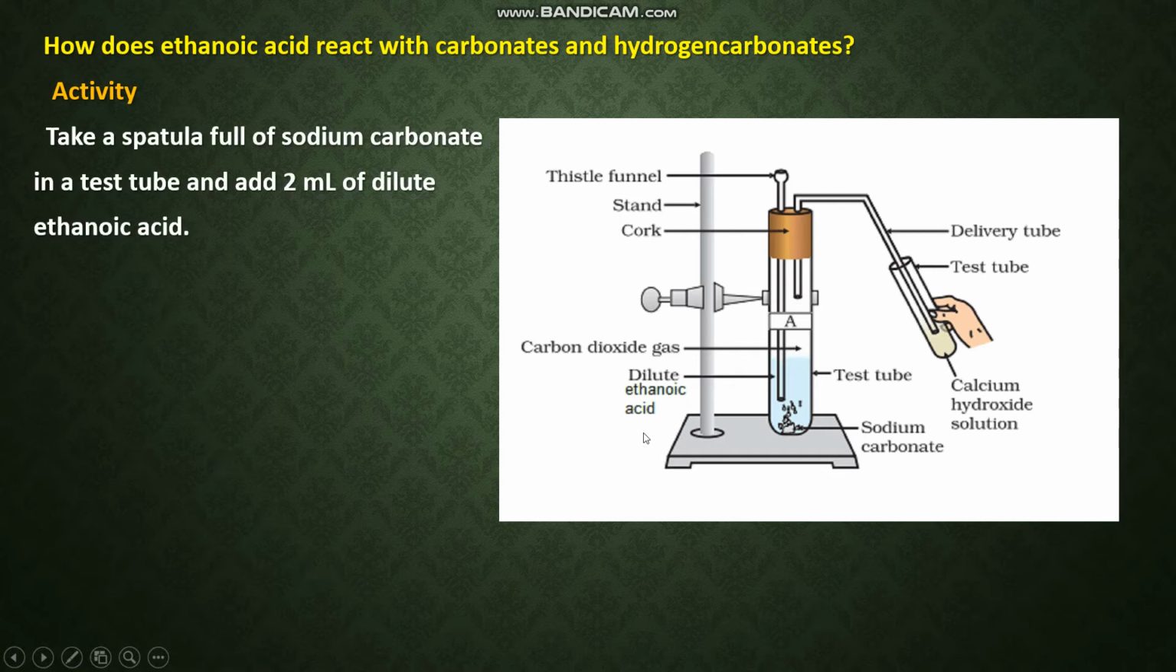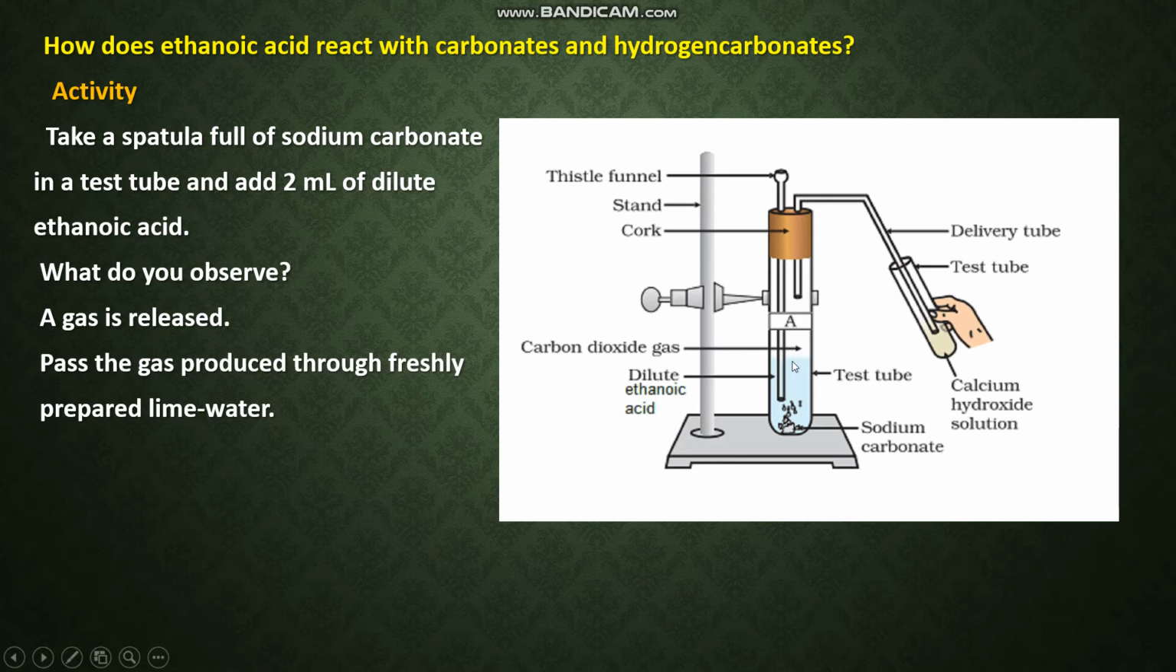Let us see. Take a spatula full of sodium carbonate in a test tube and add 2 ml of dilute ethanoic acid. So in the test tube, what have we taken? We have taken sodium carbonate. What have we added to this? Through the thistle funnel, we are adding dilute ethanoic acid. And now the reaction takes place. What can we observe? We can observe that a gas is released in this reaction mixture.